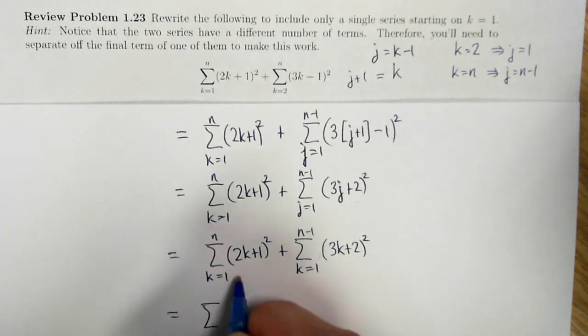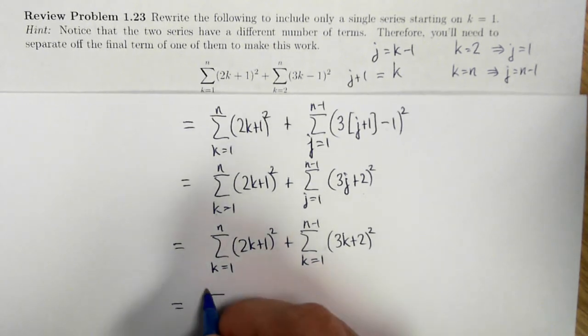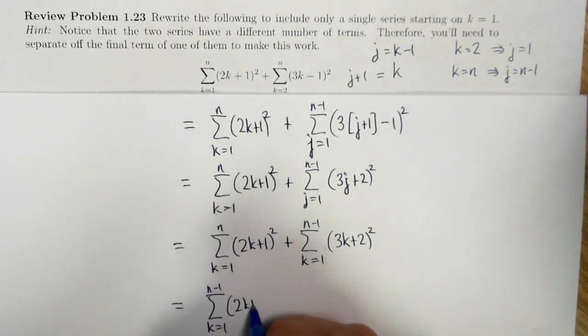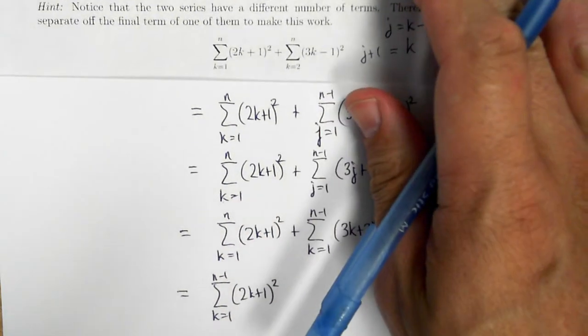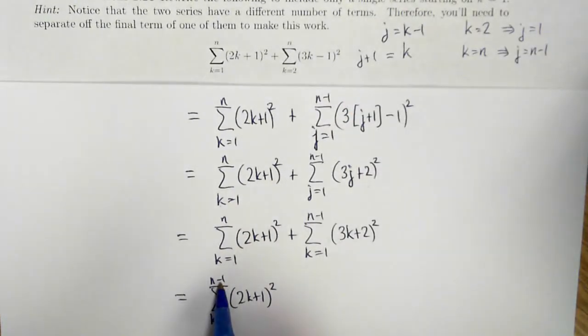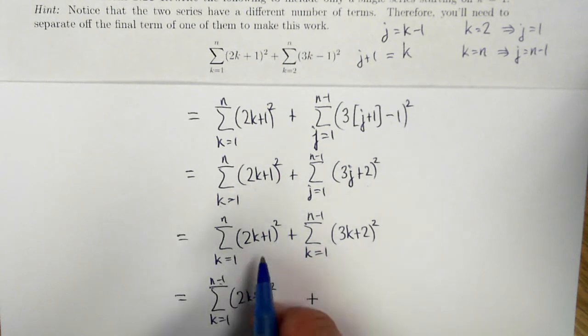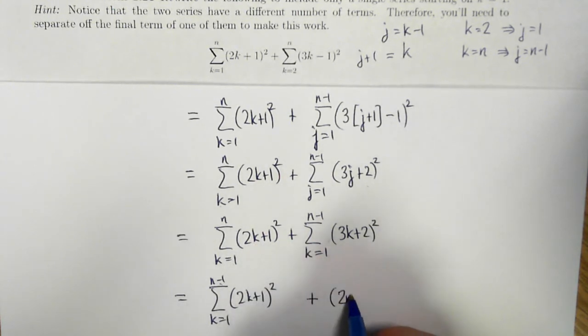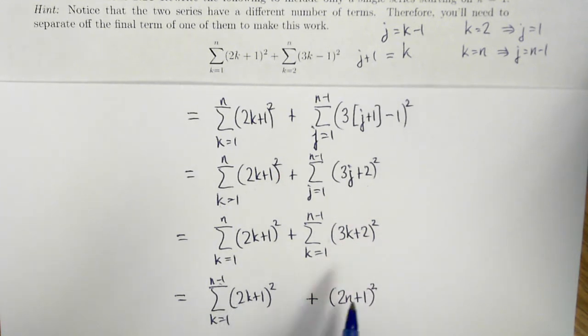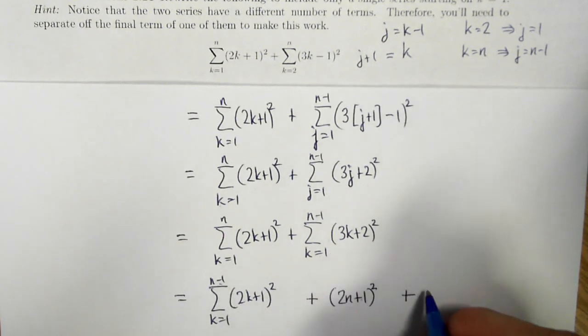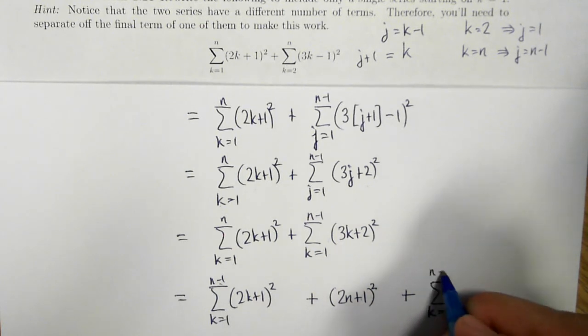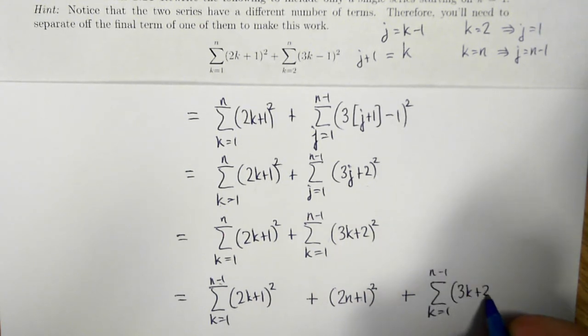So we're going to separate off the extra term in the first series. So k equals 1 to n minus 1, 2k plus 1 squared. So that's the series, except I'm stopping on n minus 1. Then the n term, I'll just consider separately, 2n plus 1 squared. So that's off by itself. If I combine these two, I would get the first series. Then the third series, I have the summation k equals 1 to n minus 1, 3k plus 2 squared.